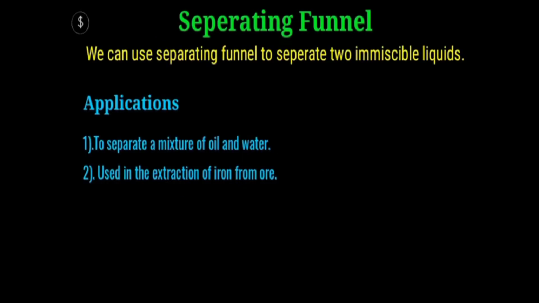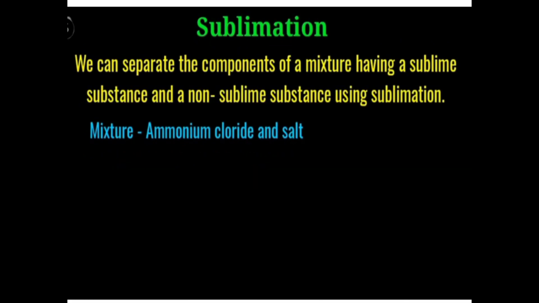Then comes the applications. The separating funnel is used to separate a mixture of oil and water, and also in the extraction of iron from ore. If we want to take out iron from the ore, we can do it with the help of a separating funnel. Now another process is sublimation.